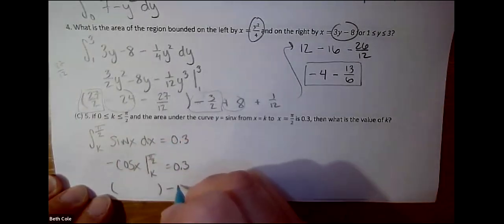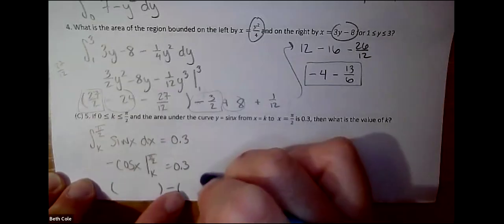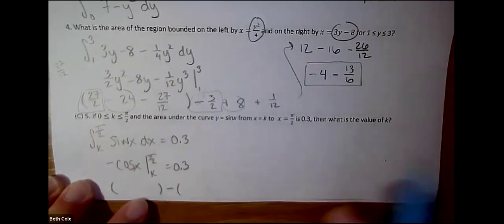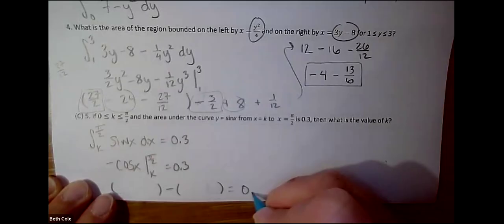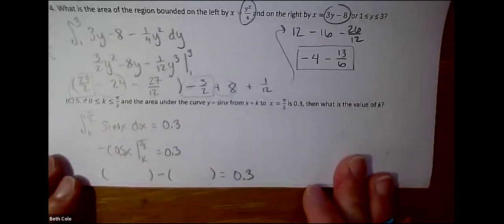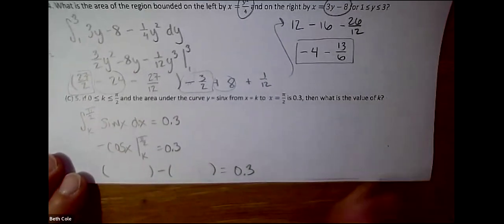We're going to do upper minus lower. Oops. I tried to do a parenthesis and a 0.3 at the same time. I'm hurrying because I'm upset at myself that I didn't post this already.